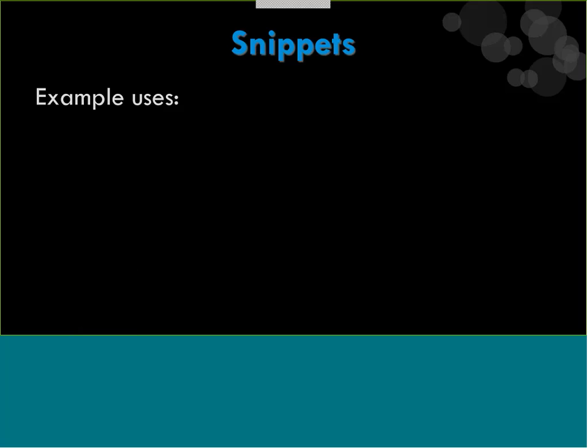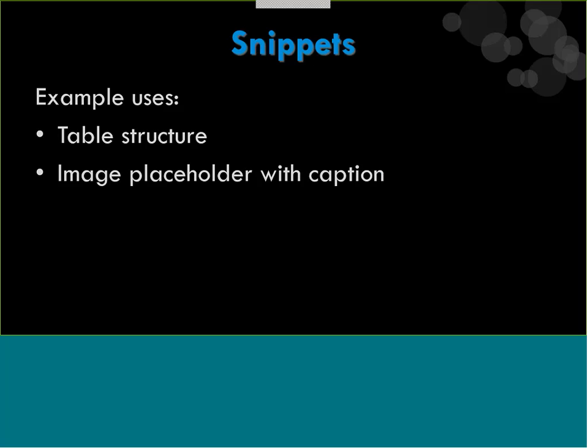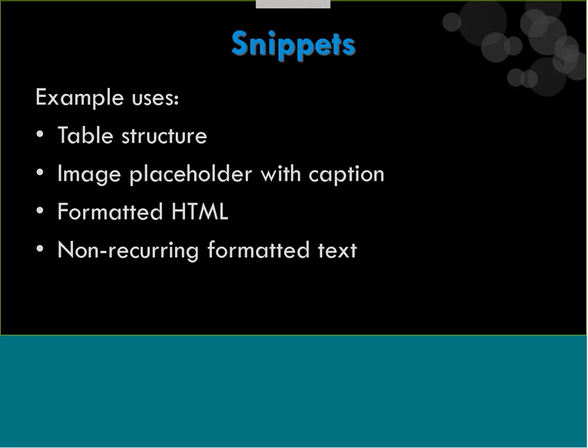So here are some example uses of what we'd use snippets for. Like I just mentioned, a table structure is a good example for a snippet. You could have an image placeholder with a caption. You might want to have some kind of specially formatted HTML. That could make a good snippet for you. Maybe some non-recurring formatted text.